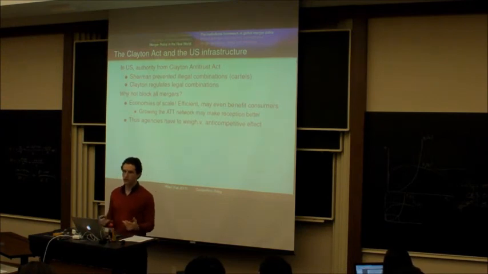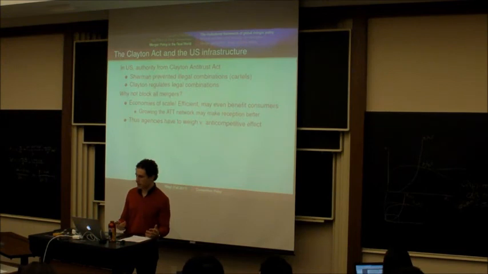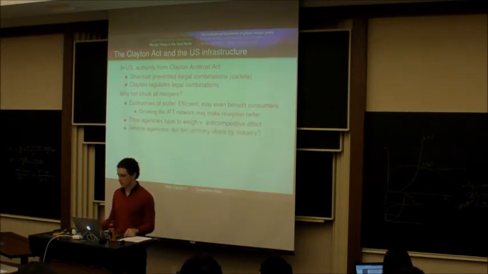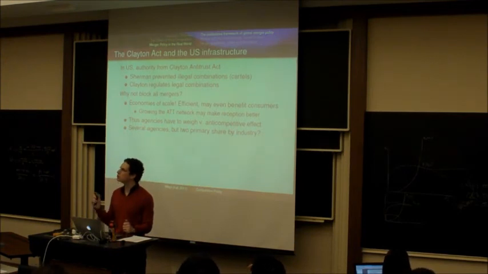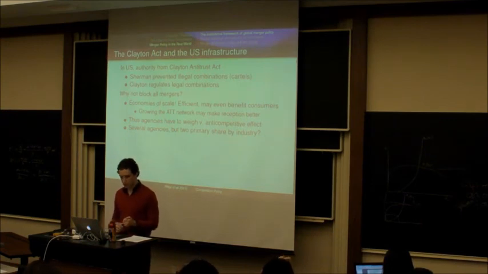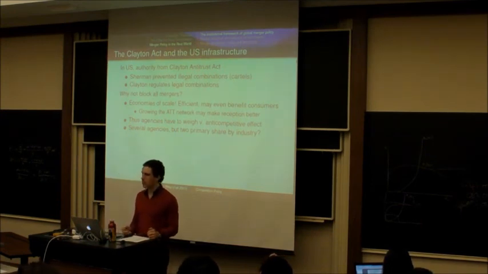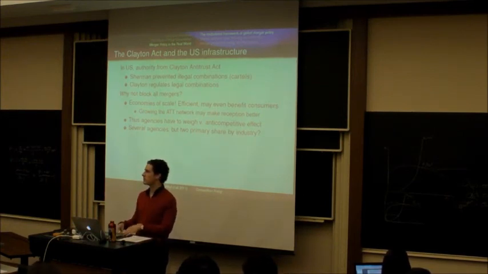And so there are agencies in the United States that have to weigh the anti-competitive effects against the benefits coming from the economies of scale. There are several agencies in the United States that share the responsibility for this, but there are two primary ones which share responsibility by industry. So these two agencies divide up different industries. Some have responsibility for one set of industries, some have responsibility for the other.